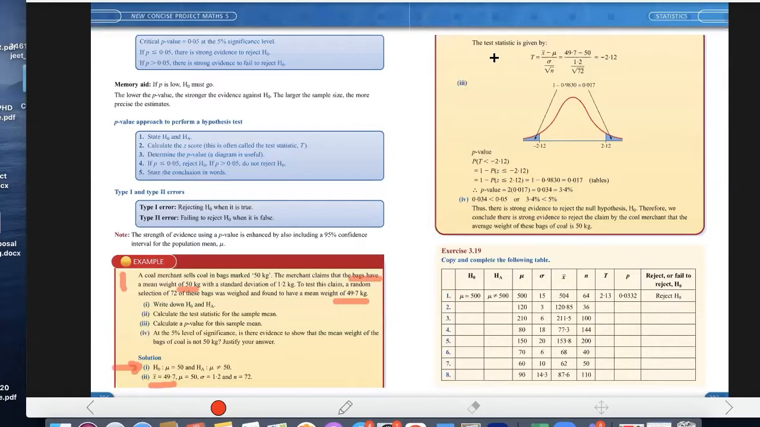So let's convert it to our Z-score. So it's the same Z-score standardizing formula. So 49.7 minus 50 over, I presume 1.2 is sigma, yeah, standard deviation of 1.2 over the square root of the number of bags that you test. So we're getting minus 2.12.